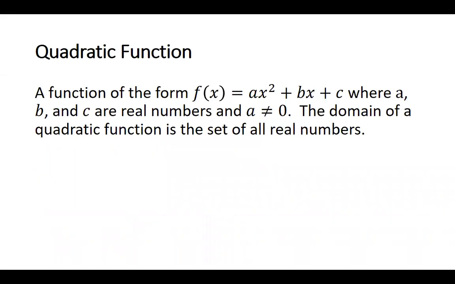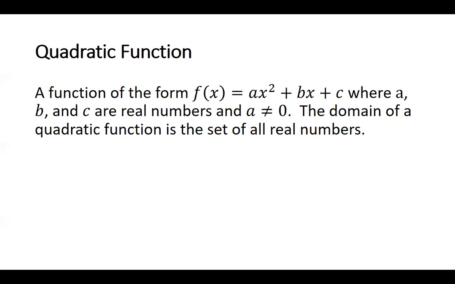So quadratic functions. Quadratic functions are functions that can be written in the form f of x is equal to a x squared plus bx plus c, where a, b, and c are real numbers, and a is not equal to 0. The reason a can't be equal to 0 is because if it is, then the x squared term disappears and you end up with f of x is equal to bx plus c, which we should all recognize is a linear equation, not a quadratic. So therefore, a can be any real number, it just can't be 0.